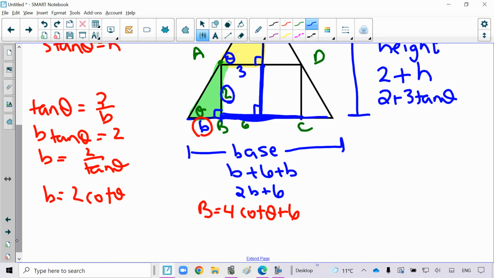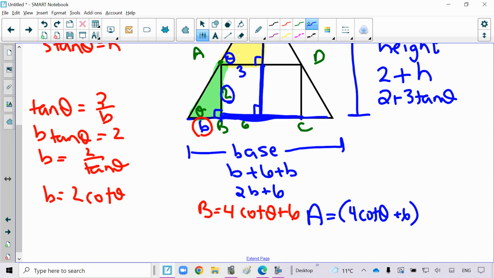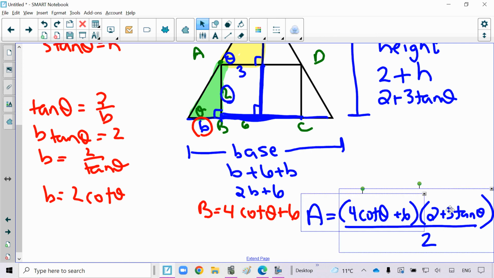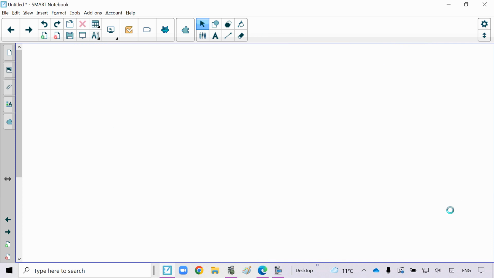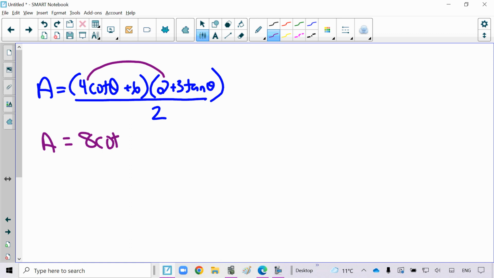Okay, so now that we've got height and base in terms of theta, the area of the big triangle is base, 4 cotan theta plus 6, multiplied by height. Let me just move this over. So I'm going to multiply that by height, which is 2 plus 3 tan theta, divided by 2. So I want to find the theta that will give me the minimum, smallest area. So let's take this to the next page and let's simplify it a little bit before I take my first derivative. Okay, applying the distributive property, 4 cotan times 2, 8 cotan.